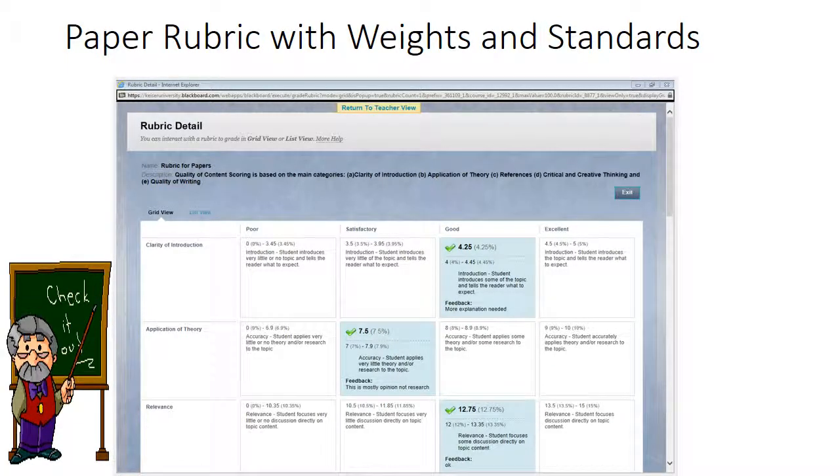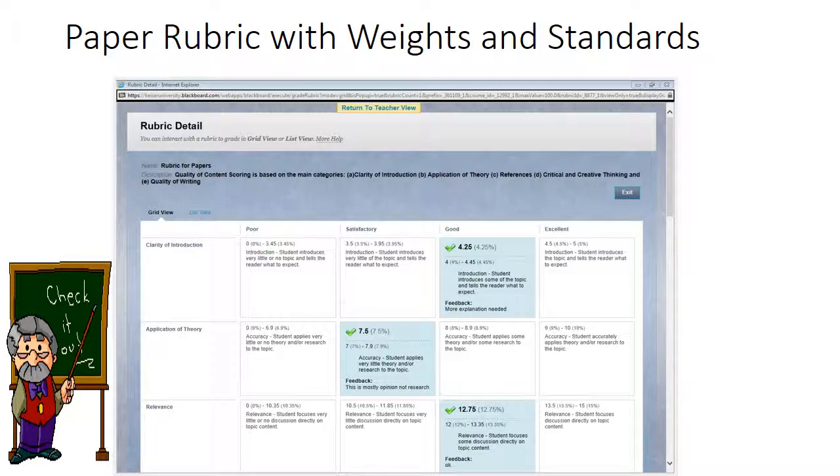Every paper you write should have an introduction. The particular paper that I'm looking at here had a good introduction. It met the level of there was an introduction, the student introduced some of the topic and tells the reader a bit of what to expect. Now, it wasn't considered complete or adequate to reach the excellent level, and it met the middle of the good category. It got a 4.25 in a range of 4 to 4.45. And my feedback on this particular item was that the introduction needed more explanation.